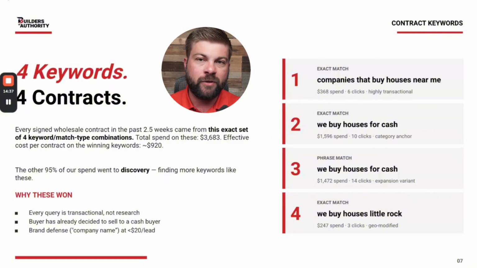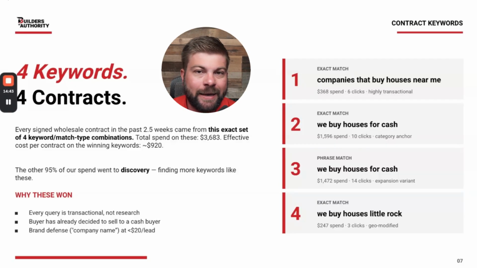Every single one of those is a transactional search term inquiry. Somebody typing in companies that buy houses near me is not researching their home value. They've already decided to sell their house to a cash buyer. They're just now picking the company. So the total spend across those 4 keyword match type combinations is around $3,683. So roughly around $920 per contract on the keywords that actually produced revenue.